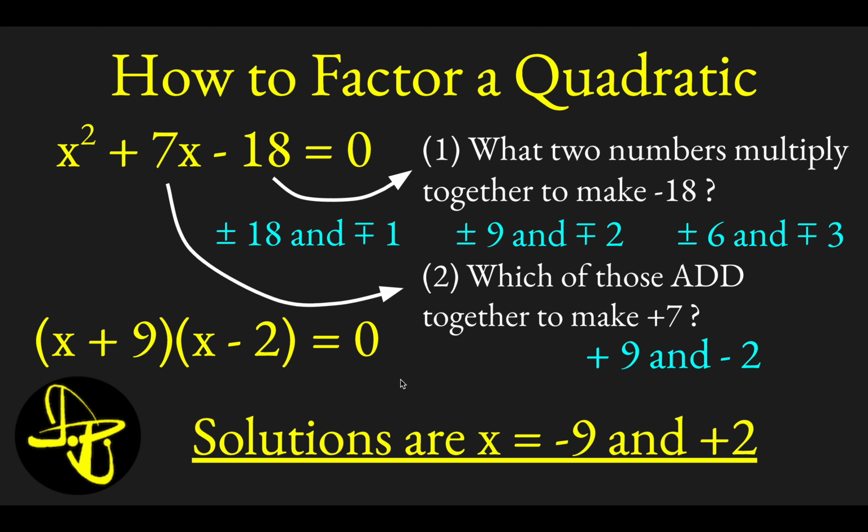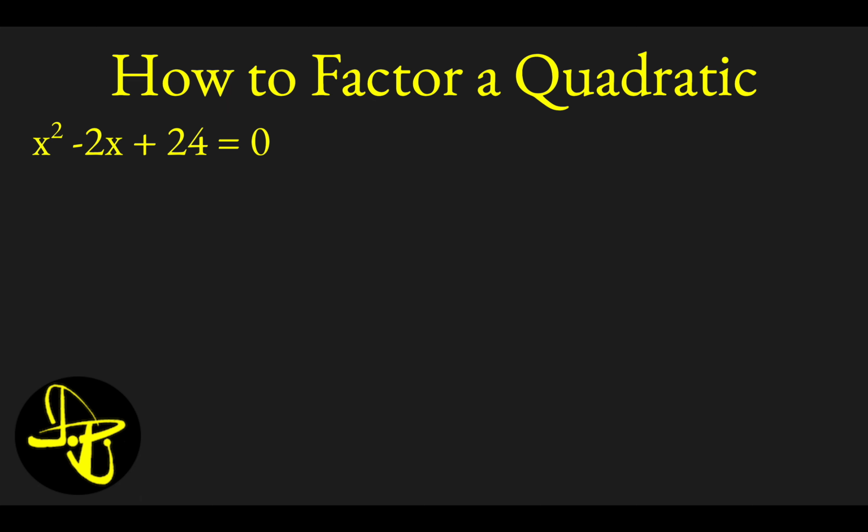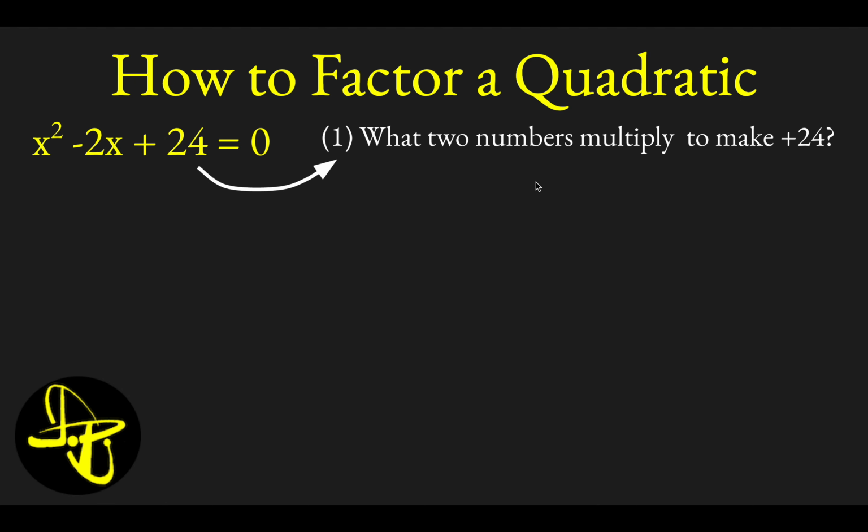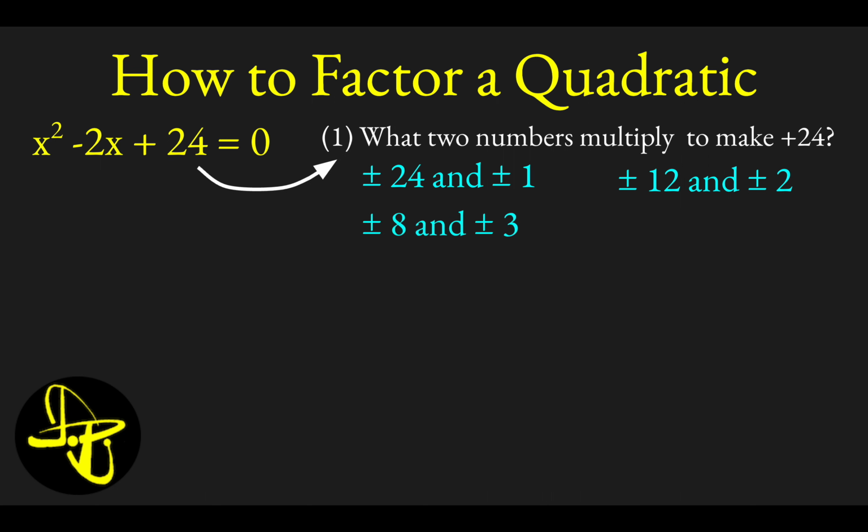So let's follow this process again with another example. Here's x squared minus 2x plus 24 is 0. Again, what you do first, or can do first, is look at this constant term and think about what two numbers would multiply together to give you that constant of positive 24. And so you could have 24 and 1 where they're either both negative or both positive. 12 and 2 would do it. 8 and 3 is also 24, 8 times 3. And 6 times 4 is also 24. So those are the numbers that multiply together to give you positive 24.